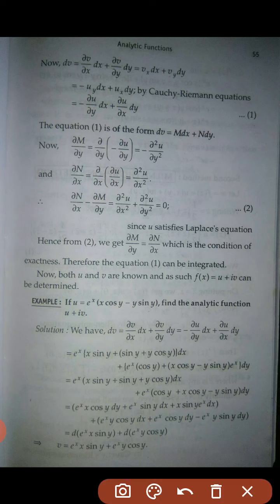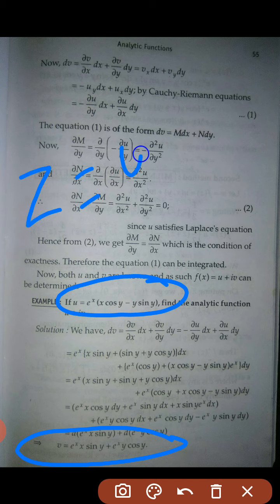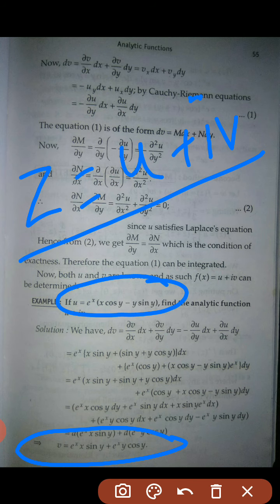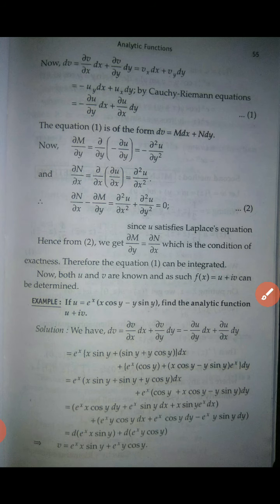So here we have the value of u, here we have the value of v, and we have to construct z equals u plus iv. This will give us the analytic function. So let us construct it. While constructing, we write this function as f of z equals u plus iv.